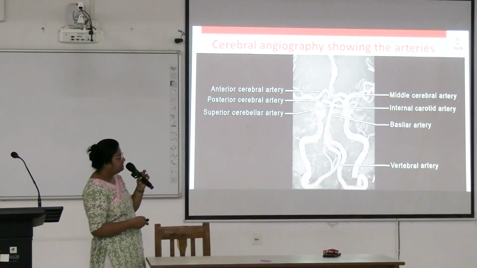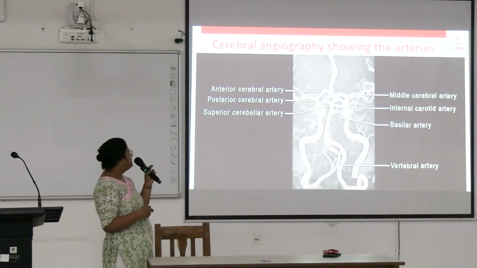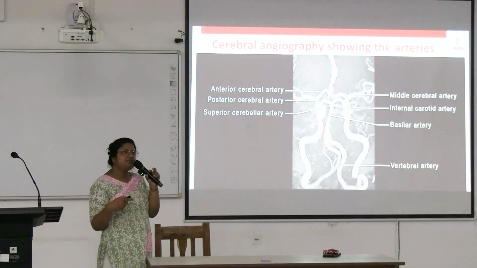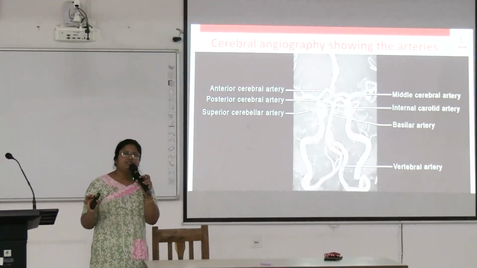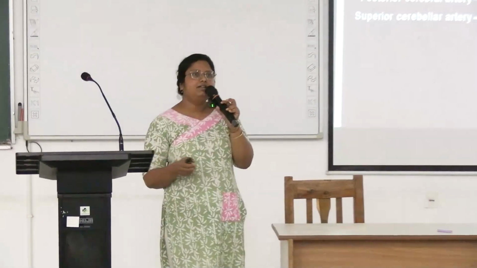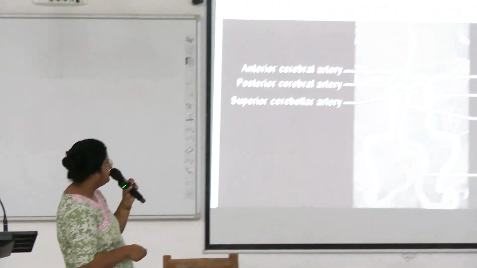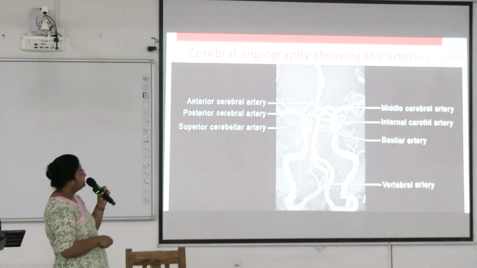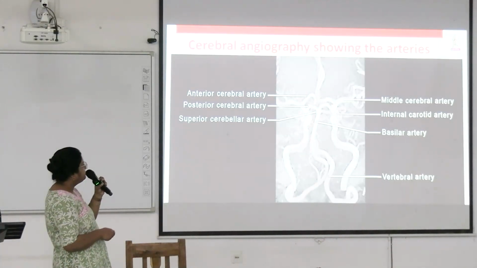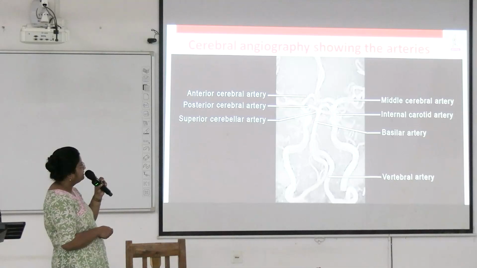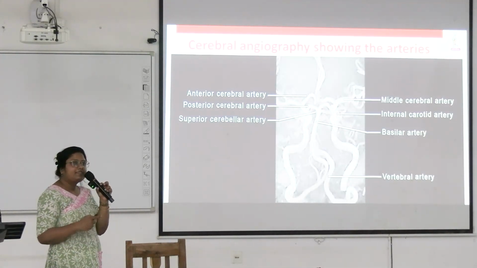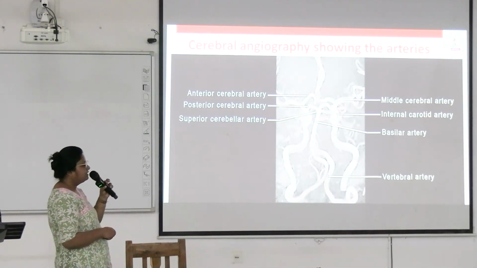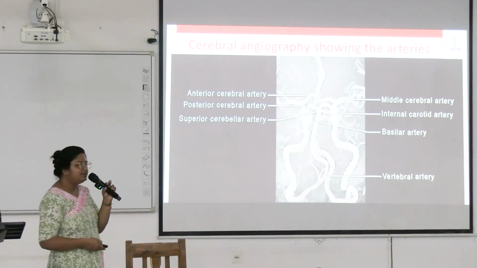In case of Berry's aneurysm, you need to visualize the circle of Willis because this is the most common site for formation of aneurysm. And here you can also see the vertebral arteries. These are the two vertebral arteries joining to form the basilar artery, and after the formation, the basilar artery divides into two posterior cerebral arteries. So you can visualize all the arteries of the circle of Willis here.